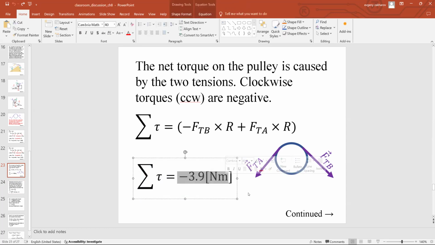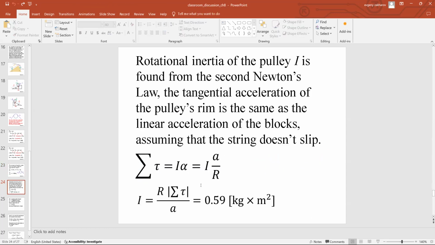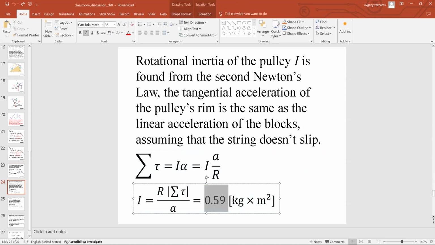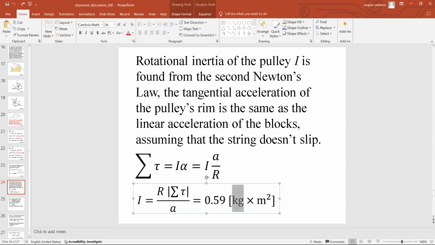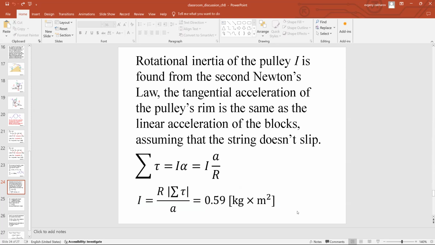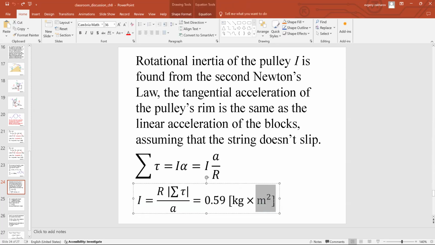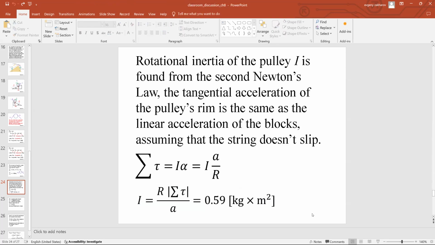So torque is given. I mean, we figured out the torque. A is given, R is given, solve for the rotational inertia, or you say moment of inertia. You got 0.59 kilograms times meters squared. Why is it kilograms times meters squared? Remember the general formula, mr squared. M is the mass, and r squared is the distance squared, so meters go squared. This is your net result for rotational inertia.